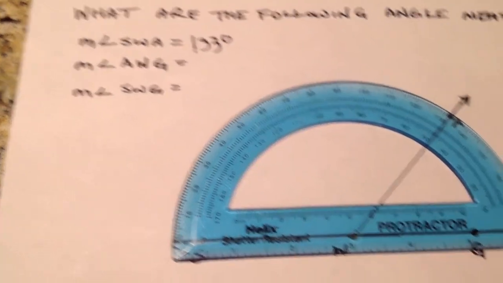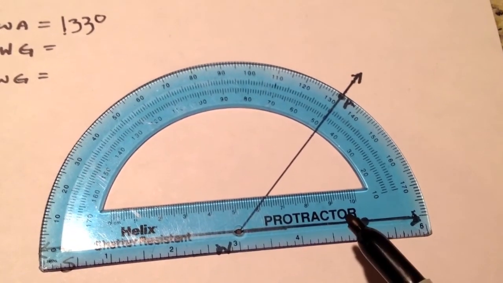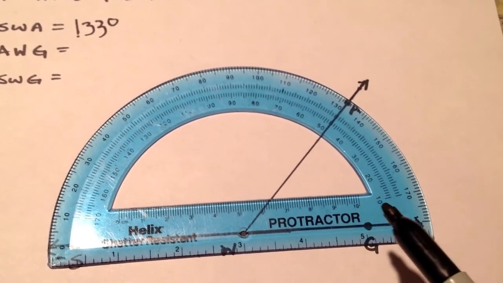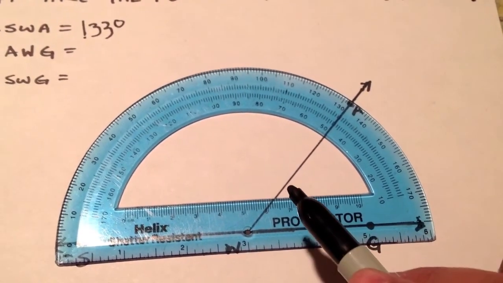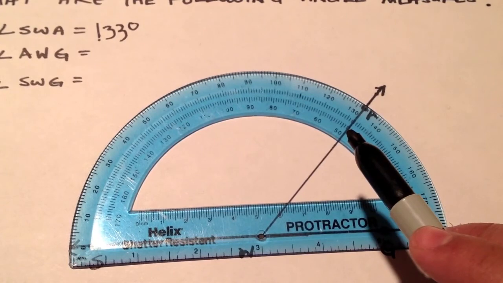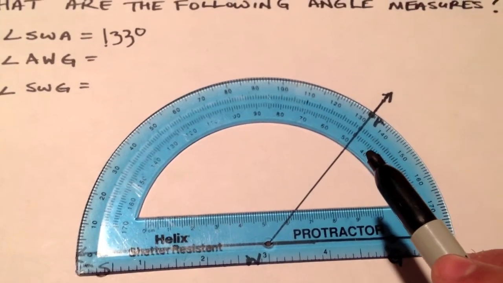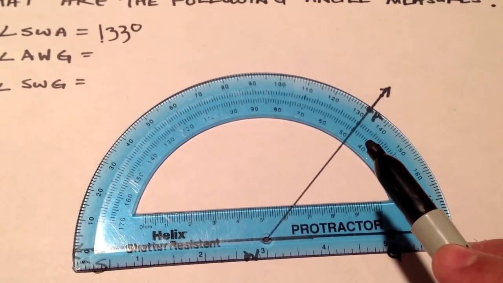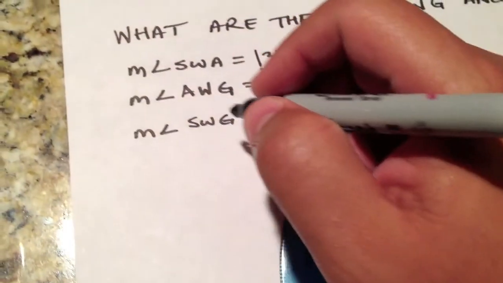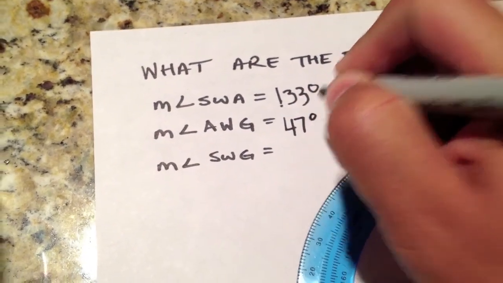So now let's look at AWG. AWG is right here. Now the ray is going the opposite direction, so we're going to use that inside angle measure to determine our angle measure. We go to the other ray on the other side of the angle, and we see we're at roughly 43. Be careful that it's not 53, because you'd read right to left here. You're actually going the other direction, 40 to 50, so that must be not 43, excuse me, 47. So angle AWG is 47 degrees.